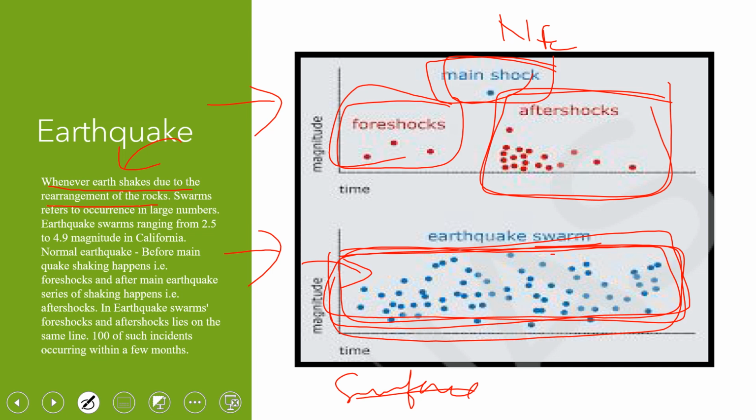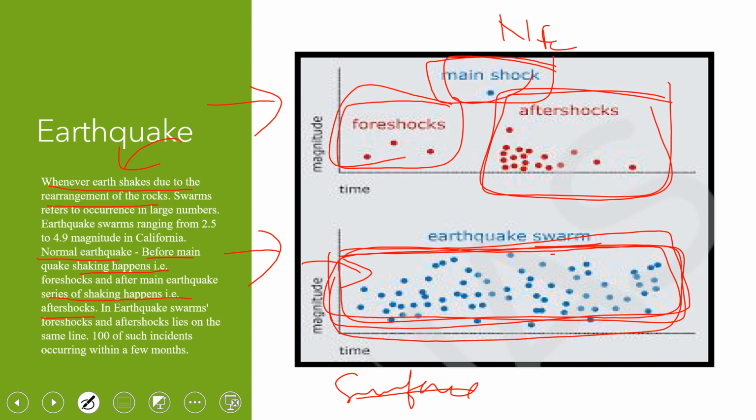Even in the surface wave, we have two different types of waves, Rayleigh waves and Love waves. These we will discuss separately in the geography lecture on earthquakes. Here I am giving an overview with the current affair topic. So in the normal earthquake, before the main quake, shaking happens, that is foreshocks, and after the main earthquake we see other shakings, that is aftershocks.